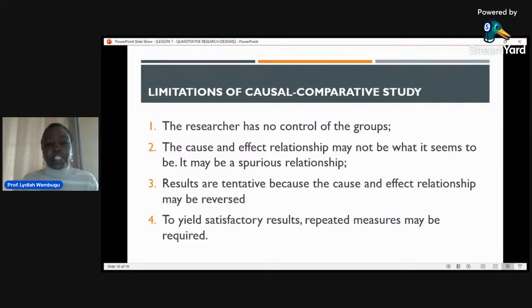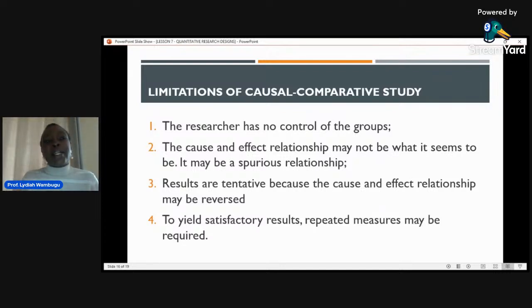Number two, another limitation, the cause and effect relationship may not be what it seems to be. It may be a spurious relationship. When we talk about a spurious relationship, it is when two variables appear to be correlated, but it could just be coincidental, purely coincidental. Like, for instance, an increase in higher education fees and an increase in the living conditions. Those two may have no relationship at all, but you may find that you have high living conditions and still high university fees. That is a very spurious relationship.